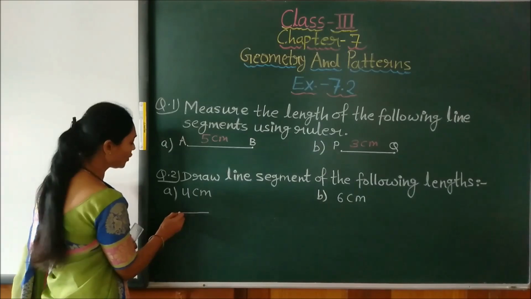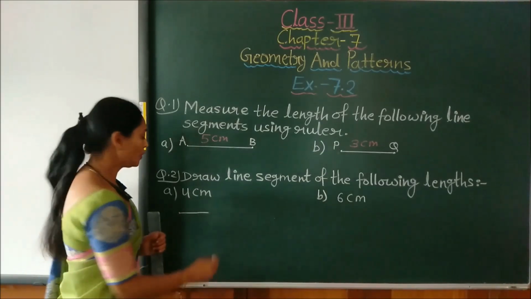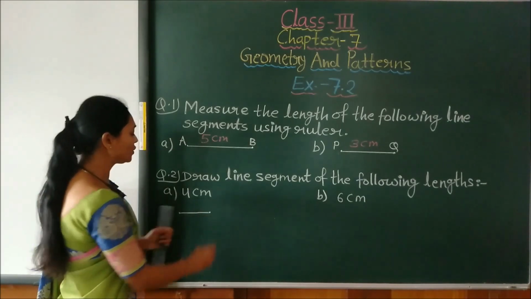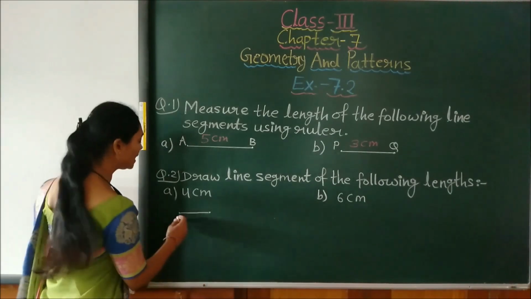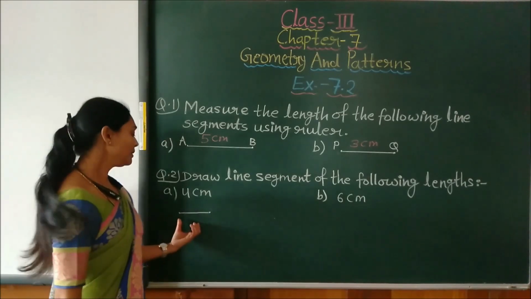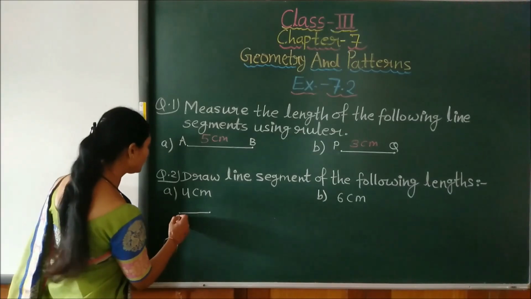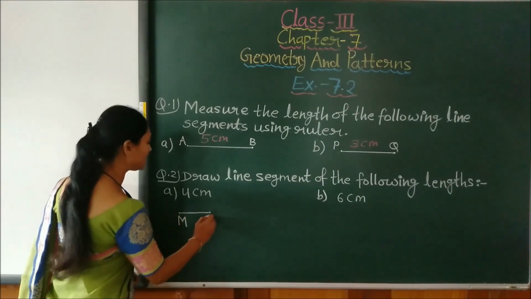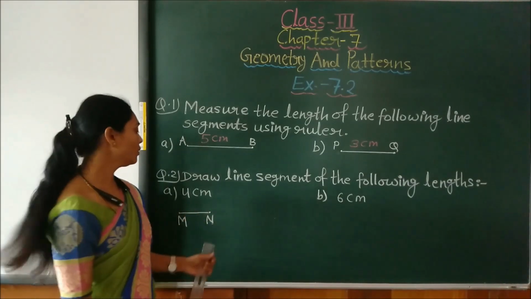Yes. First dot on 0 and second dot on 4, because we have to draw the line segment of 4 centimeter, and then we have to join both the dots. And we may give any name also for this line segment. So we may write here any alphabet M, N, P, Q, A, B, C, D, whatever you want.